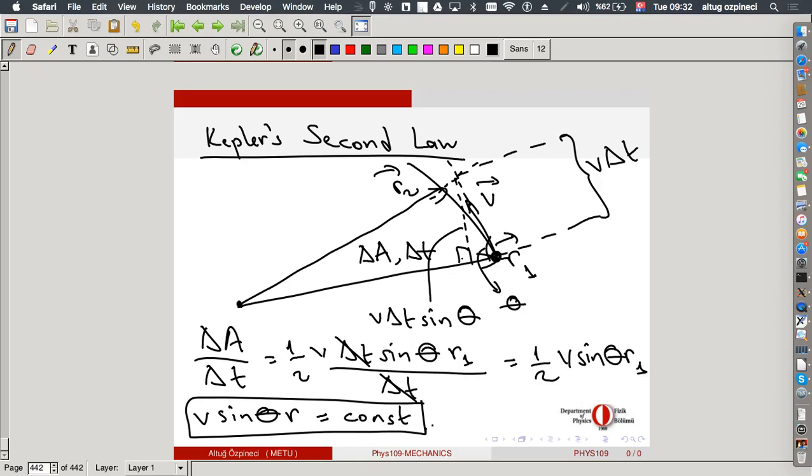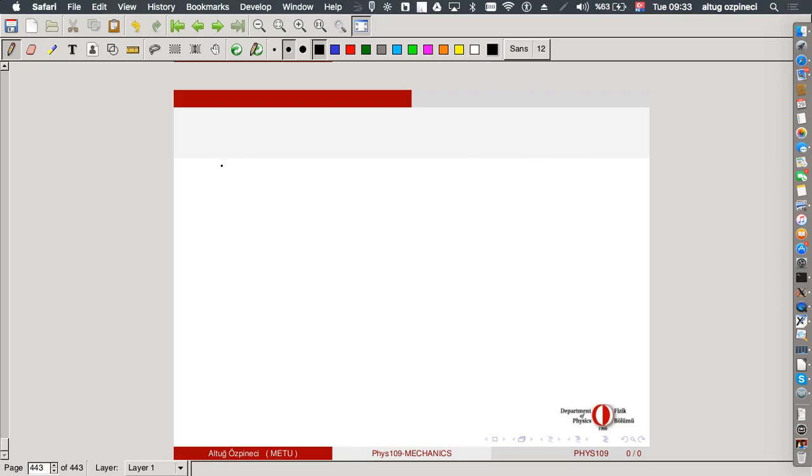What is this combination? It's almost a vector product. Well, there is just a slight catch. You see, this angle over here between r and v is pi minus theta. But sine theta is sine of pi minus theta. So v r sine theta is equal to v r sine pi minus theta.